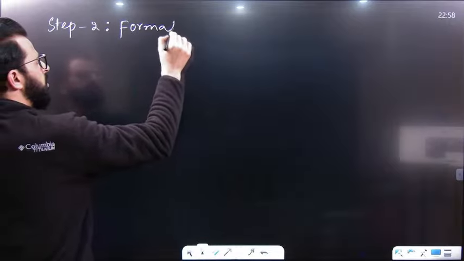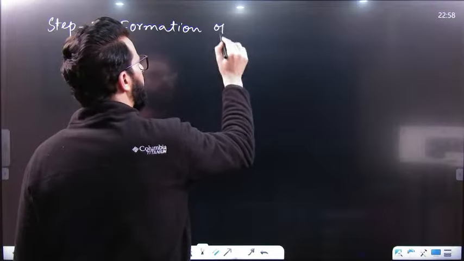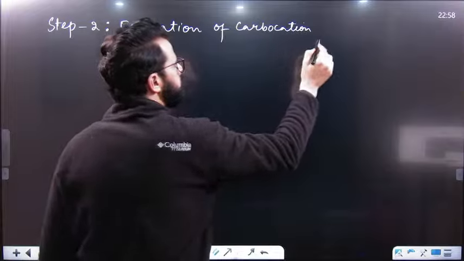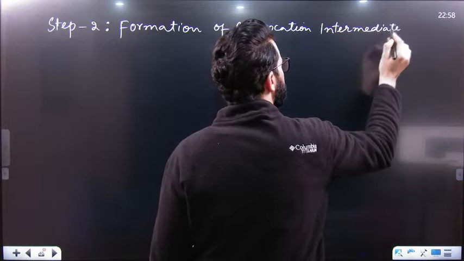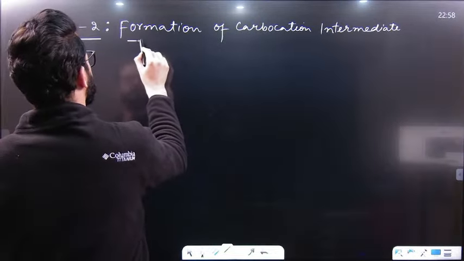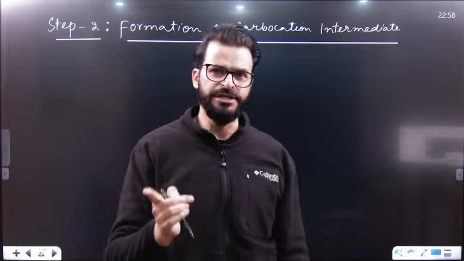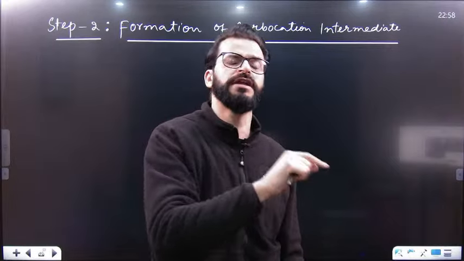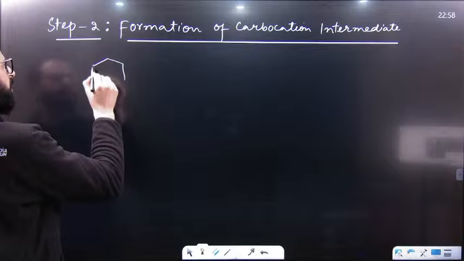We have to discuss the mechanism over here. That's why I am showing all the mechanism. So, formation of carbocation intermediate. Have a look. Now, in the first step, the electrophile has been generated. That electrophile, I will write down as E positive. That electrophile will now attack the substrate.